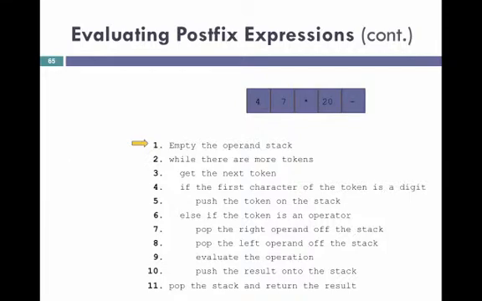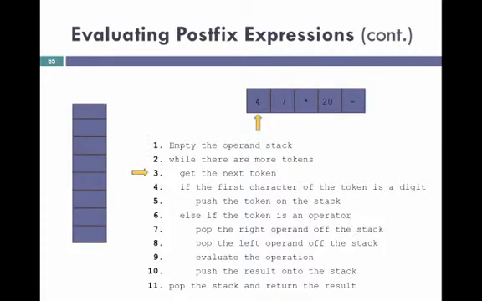So we empty the operand stack. And while there are more tokens in the expression, we'll get a token. We'll get the 4. If the first character of the token is a digit, then we'll push the token on the stack. And it is a digit, so we will push a 4 on the stack. We'll skip back to the beginning of the while loop. There are more tokens. We'll get another digit, which we'll push onto the stack. So now 7 is at the top of the stack.